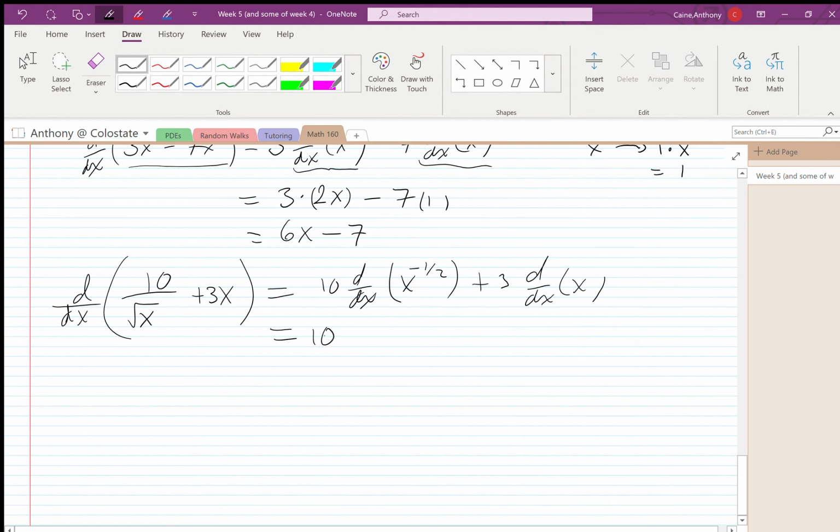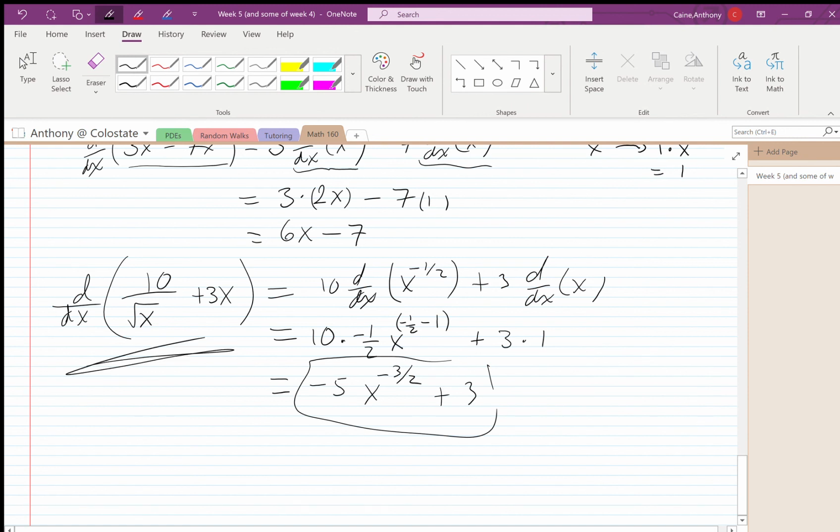So I have 10, now I have to do the power rule. Negative 1/2 comes down, x, subtract 1 up top. I'll write it out. Negative 1/2 minus 1, that's the new exponent. And there's a multiplication happening here. And here's just 3 times 1. And now I have to clean this all up. I have minus 5 x to the minus 3/2, plus 3. Okay, there's the answer for the derivative of this beast.